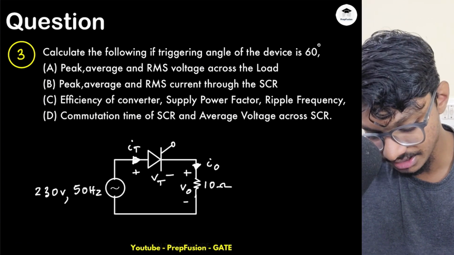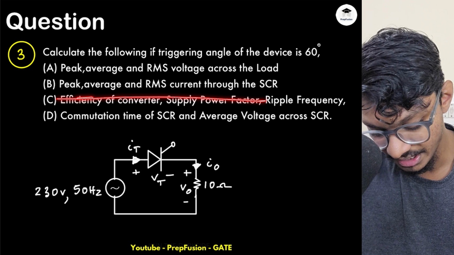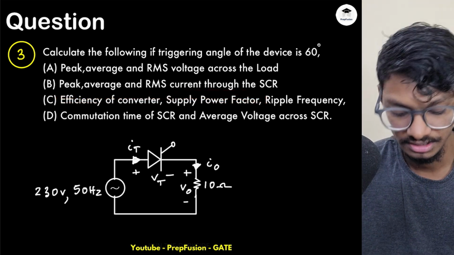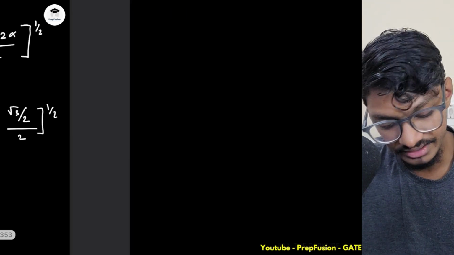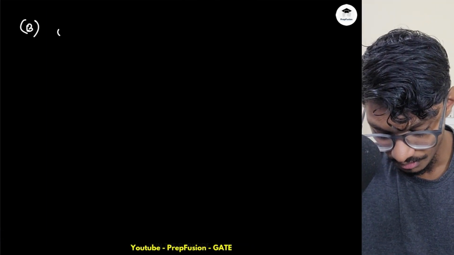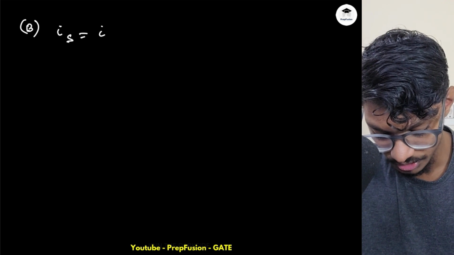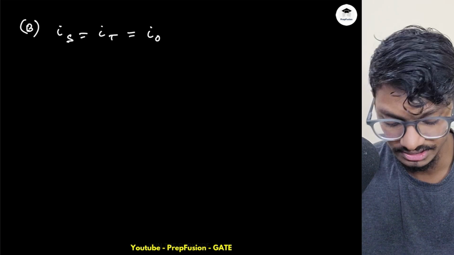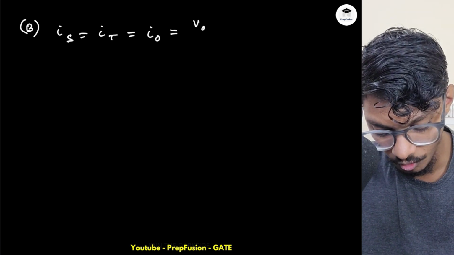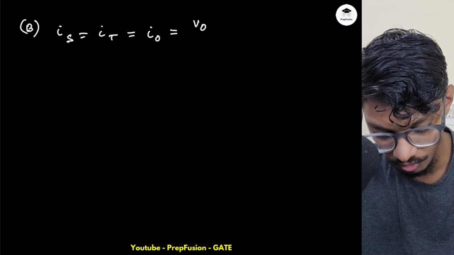What is part B? Part B is the peak, average and RMS current through the SCR. In this case, everything is in series. So IS will be equal to IT, thyristor current will be equal to IO equal to load current. Everything is in series, right? And this will be simply equal to VO by R. This relation will always be satisfied.